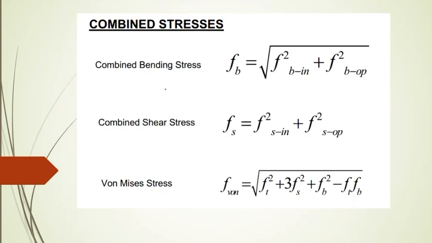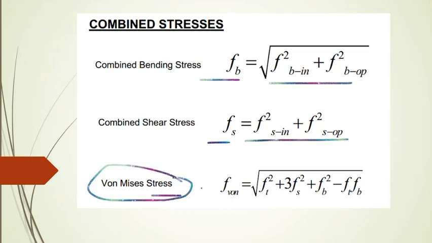Then we can calculate the combined stresses: in plane bending moment plus out of plane bending moment squared. That's the bending stress, combined shear stress in plane and out of plane, and the von Mises stress is tensile stress plus shear stress: square root of tensile plus bending squared plus 3 times shear stress squared, compared with FT and FB. This is the combined von Mises stress.